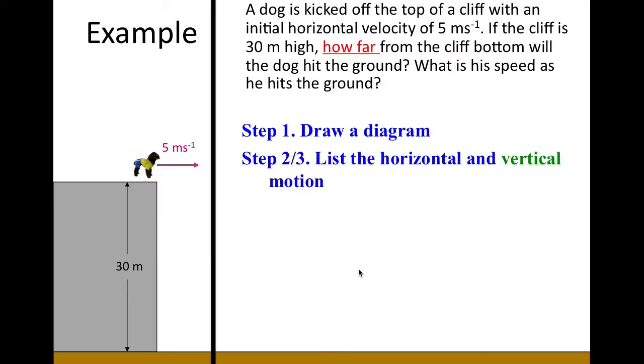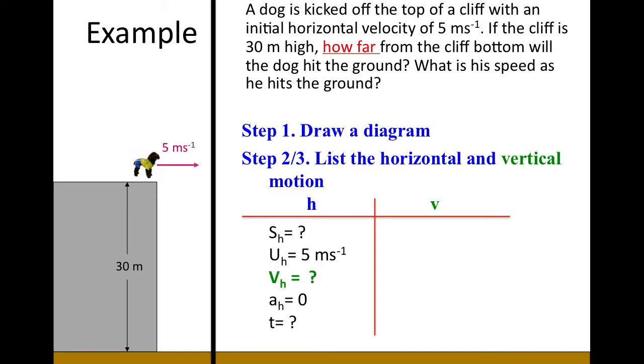Steps 2 and 3, I'm going to put these two together, but you can do these separately. List the horizontal and vertical motion. Here's what I have. H is for the horizontal or the x-axis, and V is the vertical for the y-axis. Here are my variables. I have an initial velocity of 5 meters per second, and I know that in the horizontal direction, my acceleration due to gravity is 0. I don't know any of these other variables.